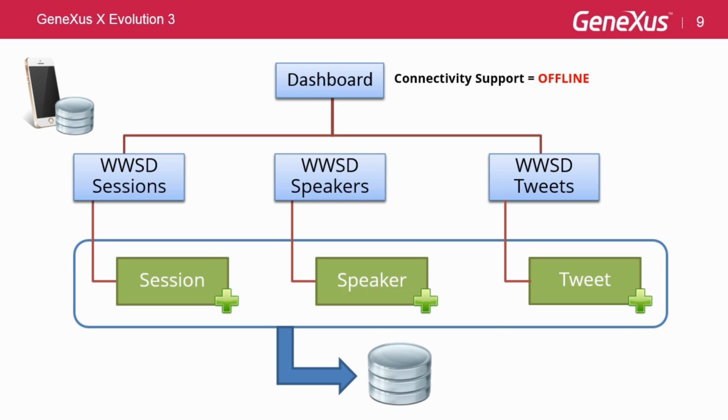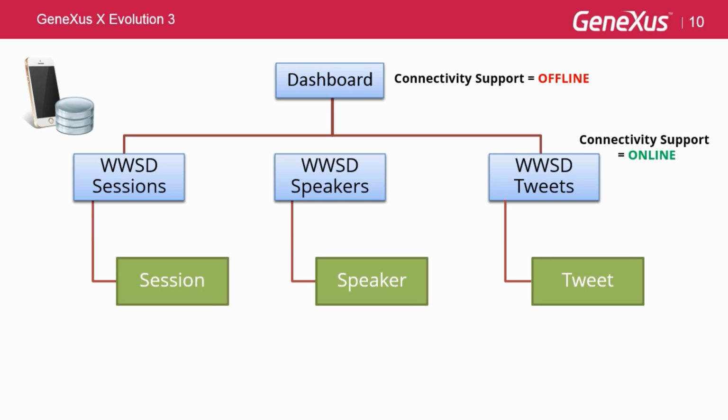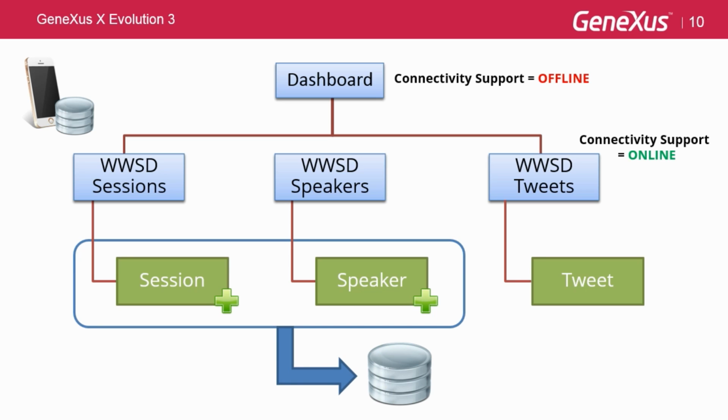And what if I want tweets to only be viewed with internet connectivity, so that users always view updated tweets if they have an internet connection? In that case then, I will need to act on the connectivity support property and set online connectivity support for the Work with Smart Devices panel. By doing this, I'm determining that tweets will only be viewed with connectivity. So the tables taken to the device now will be session and speaker only.